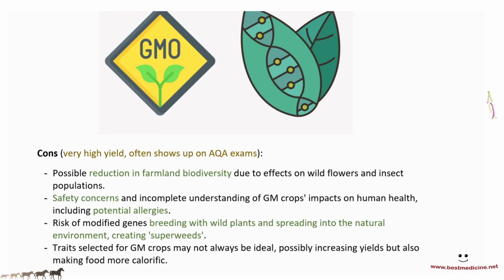And the answer to this is, of course, because you'll be planting the same GM crop in a very big field, it can result in reduction in farmland biodiversity. Number two, safety concerns, because we have an incomplete understanding of GM crops' impacts on human health, for example, including potential allergies.